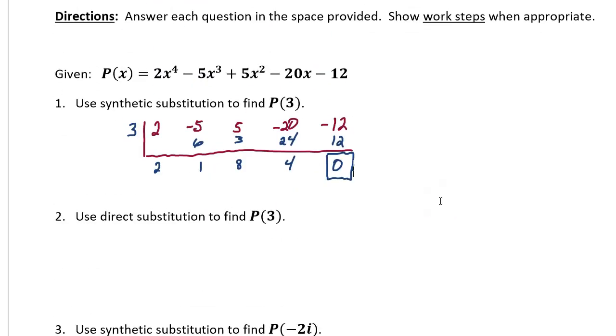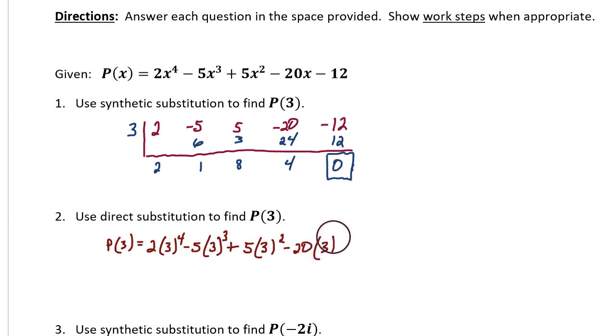Next, number 2. Let's redo the question, but this time use direct substitution. So if we want to find p of 3 with direct substitution, every time you see an x in the polynomial, you input a 3. So the first thing to do is to write it out with a 3 where the x is. Then evaluate this. You can do that by working it out mentally or typing it in the calculator. And the result is 0.